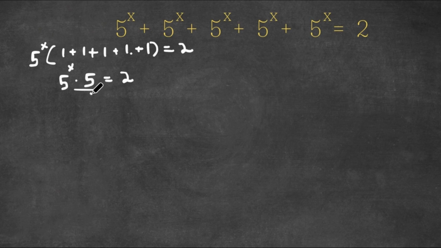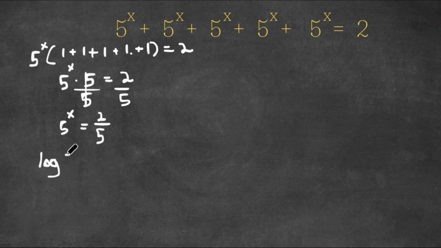Now, I'm going to divide both sides by 5 to move this 5 to the right side. So now these two cancel out, and we get 5 to the power of x is equal to 2 over 5. Now, I'm actually going to take the log of both sides. So we get log 5 to the power of x is equal to log 2 over 5.